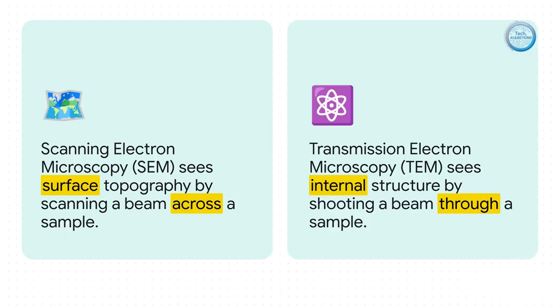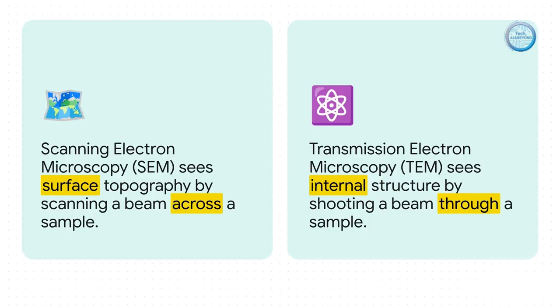And here's the clever bit. The number of electrons that escape depends on the shape of the surface. An edge or a peak will kick out more electrons than a flat valley. A computer then maps the strength of that signal, pixel by pixel, to build that beautiful, high-detail, 3D-looking image. So SEM is the master of the surface. But what if the important stuff isn't on the surface? What if it's hidden inside?